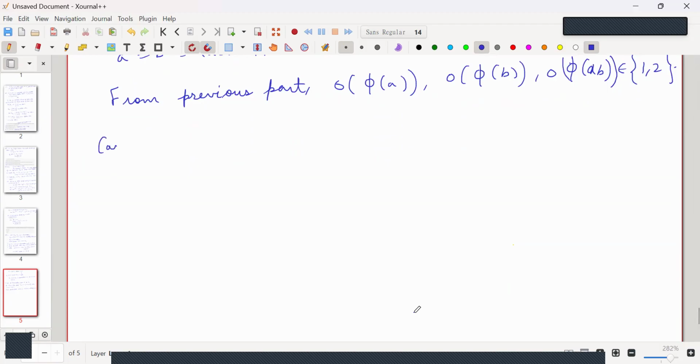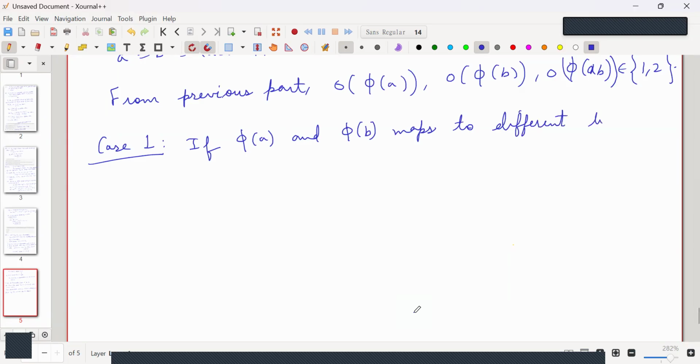Now, case one: if phi A and phi B map to different two cycles, then what will happen?